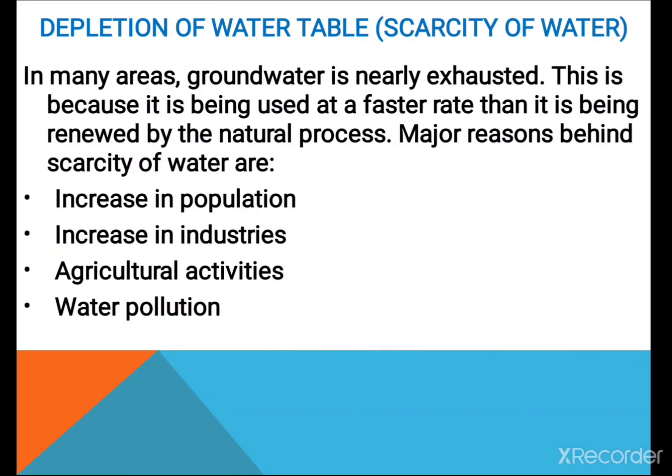Depletion of water table, that is scarcity of water. In many areas, groundwater is nearly exhausted. This is because it is being used at a faster rate than it is being renewed by the natural process. Major reasons behind scarcity of water are increase in population, increase in industries, agricultural activities, water pollution.